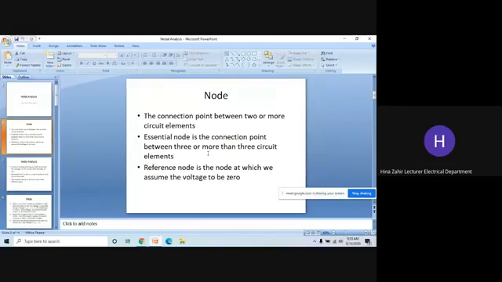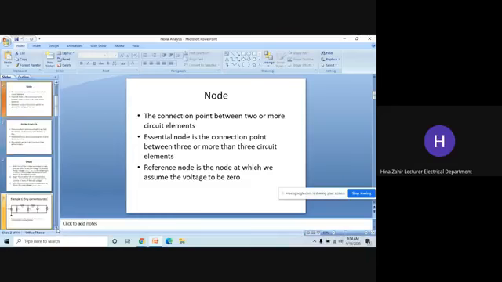Now, there is another node as well, which is called a reference node, which will always be on the bottom of the circuit, and we will always assume that it has zero voltage. Okay, a node is just a connection point between two or more elements.